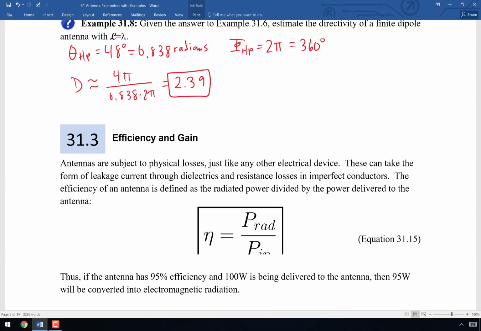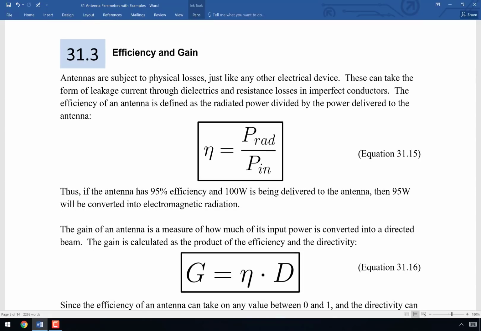Let's talk about efficiency and gain. The efficiency of the antenna, eta, and this Greek letter eta is what we always use to represent efficiency, says if you deliver a certain amount of power to the input terminals of the antenna, a picture here is the antenna, and let me draw it as a proper dipole. So the power is coming in along a transmission line. We're going to be radiating power away from the antenna. It actually radiates in both directions, but I'll just show it like this.